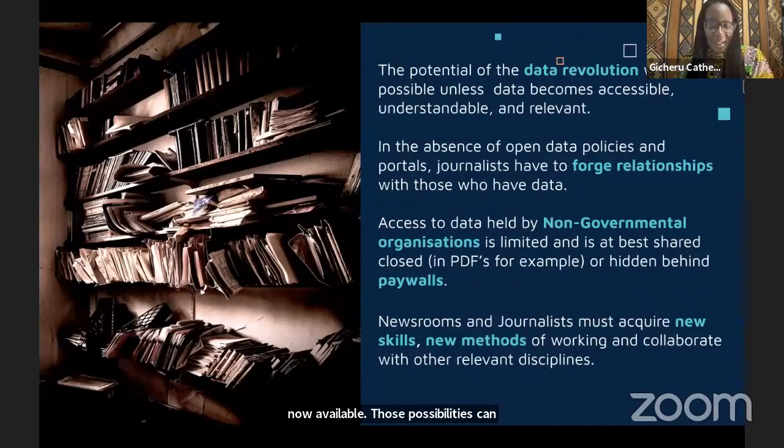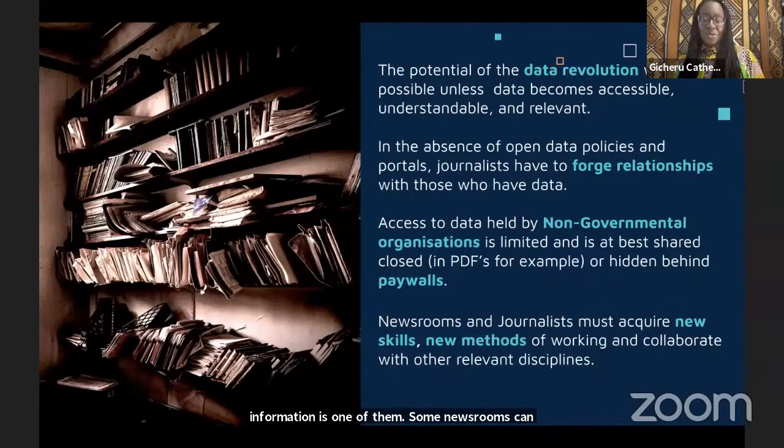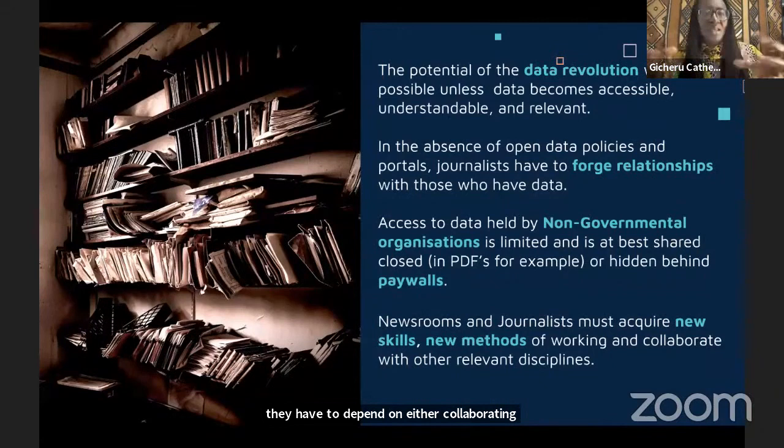Some newsrooms are able to get a designer or data analyst to assist in the interpretation, but freelancers and small newsrooms who don't have the capacity or the resources for that have to depend on collaborating with people who have those skills. And for me that is quite interesting, because you have non-journalists coming into the news space, into the journalism space, because we have seen a need for their services where previously we may not have thought we needed them in our newsrooms.